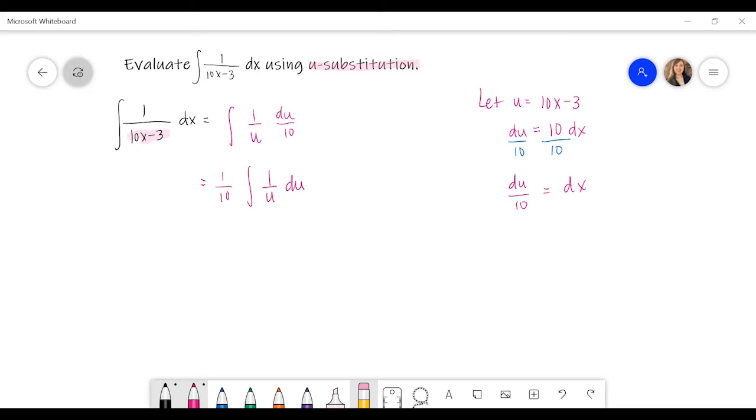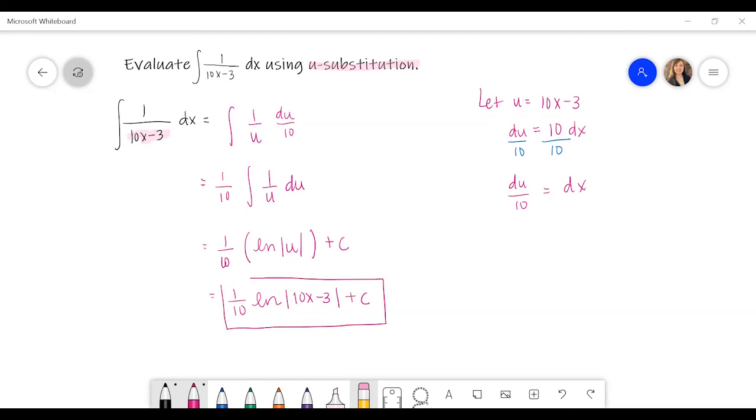According to our theorem, the 1/10 is a scalar multiple, so it just carries out front. But this is times, and we get ln absolute u plus c. And we can substitute that back in, so we have 1/10 ln absolute 10x minus 3 plus c.